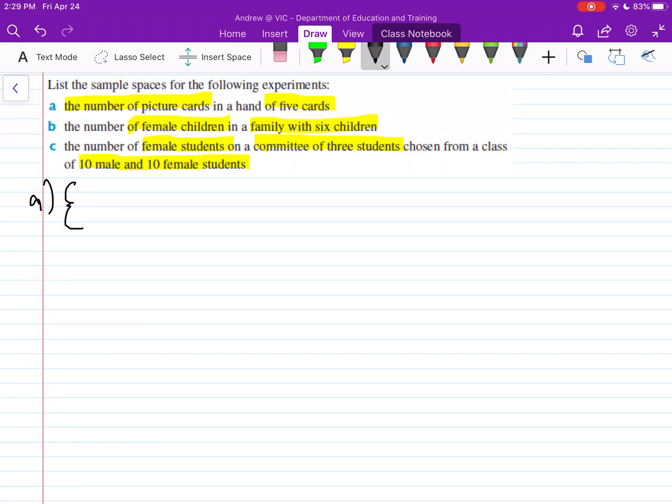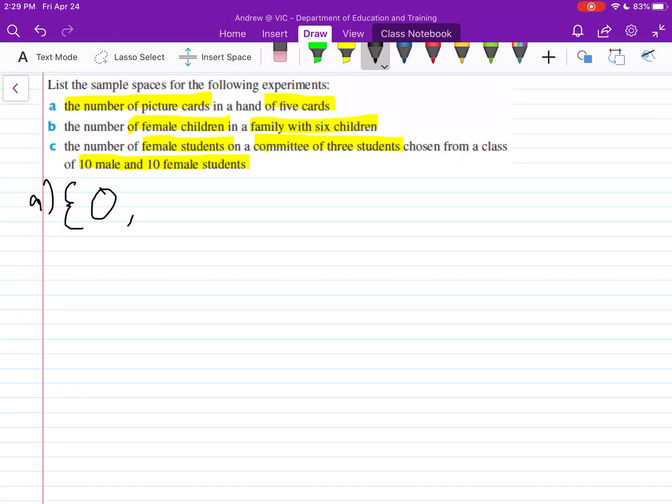the number of picture cards. So this sample space, you'll want to write numbers because in the question it states the number of picture cards in a hand of 5 cards. So if you have a hand of 5 cards first, you could have no picture cards in it.